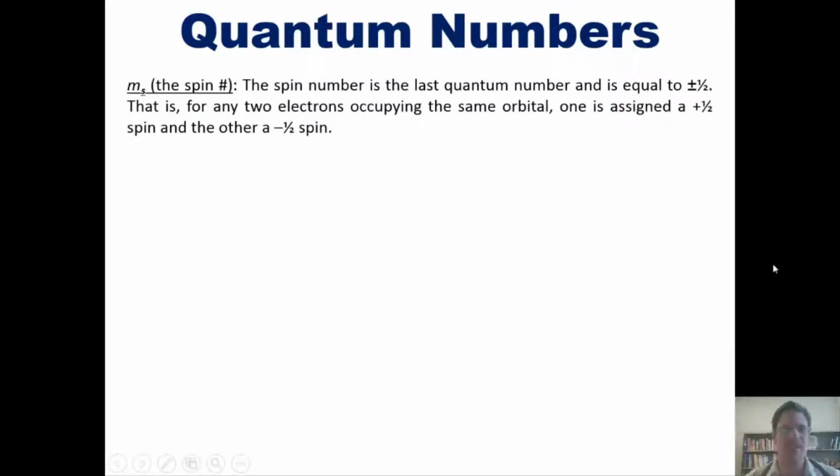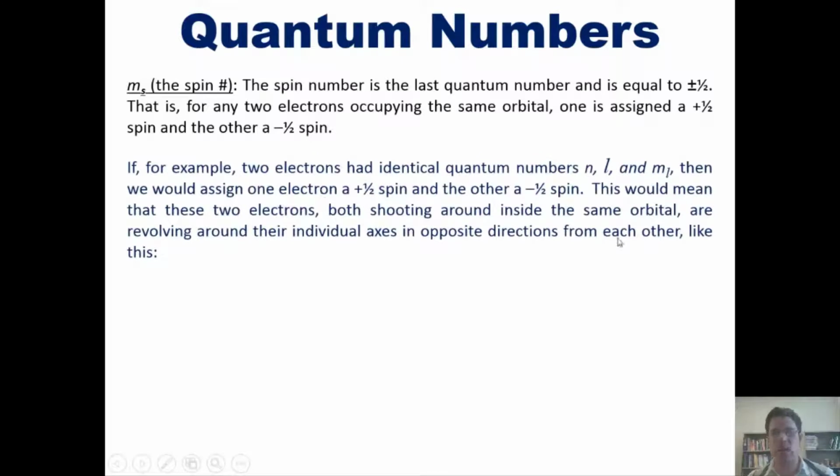Let me explain further. If, for example, two electrons had identical quantum numbers n, L, and m sub L, then that would mean that they were in the exact same orbital.